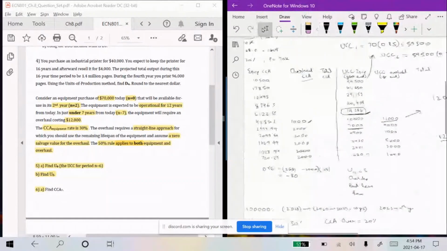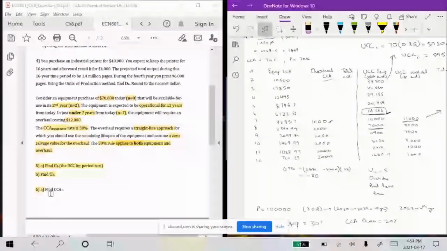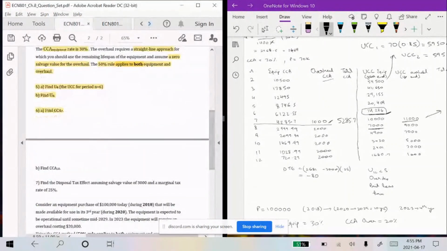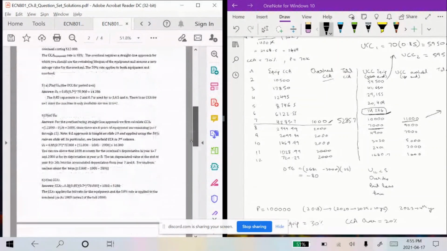Once you get this table, it's pretty simple after that. So suppose in this question they said find CCA 7. So we can just take it from the table. And so in this, we need to find the total CCA because in the 7th period, we have both the equipment and the overhaul. So the total CCA would be 5285.7, 5286. So that would be the total CCA in the 7th period. Let me just check this. Yeah, right here, 5286.